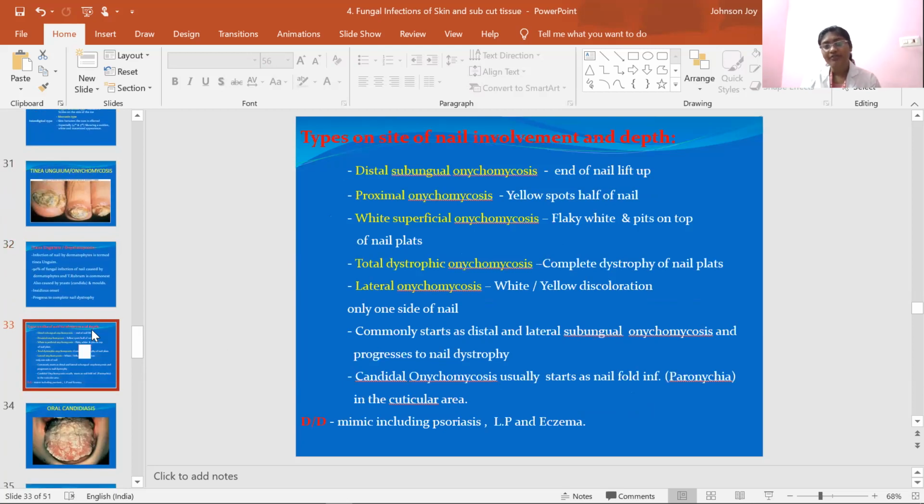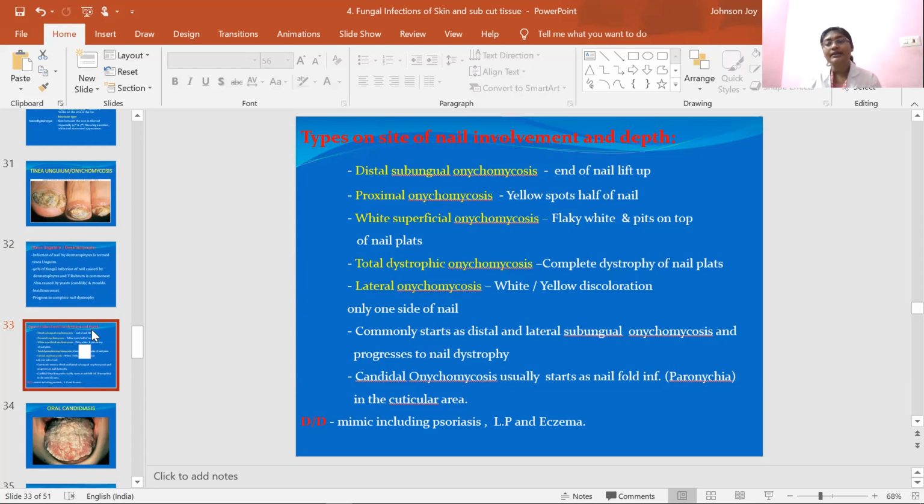Types are based on the site of the nail involvement and depth. It can be distal subungual onychomycosis when it is present at the end of the nail, lifting it up. Next, proximal onychomycosis. Here you can see yellow spots on the half of the nail. Then white superficial onychomycosis, where you can see flaky whitened pits on the top of the nail. Then total dystrophic onychomycosis, when there is a complete dystrophy of the nail plates. Then lateral onychomycosis, where there is white or yellow discoloration only on one side of the nail.